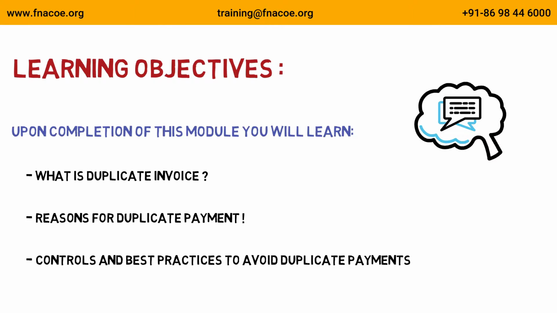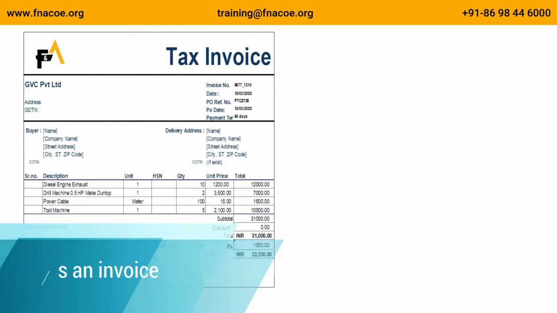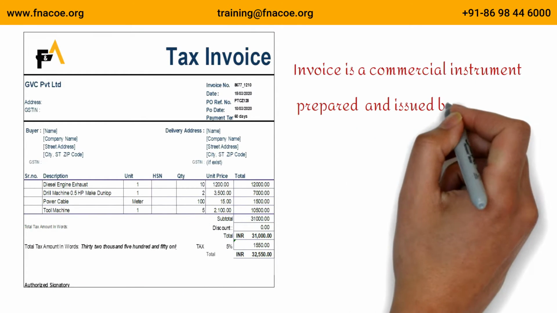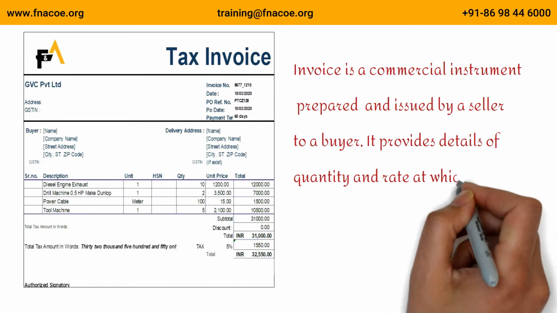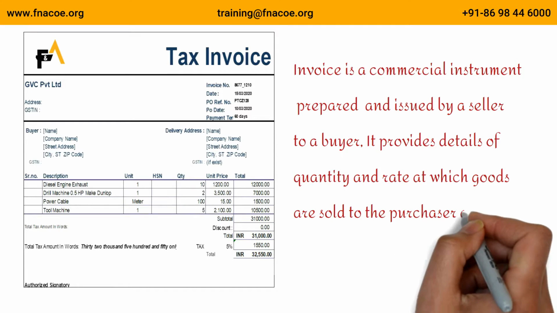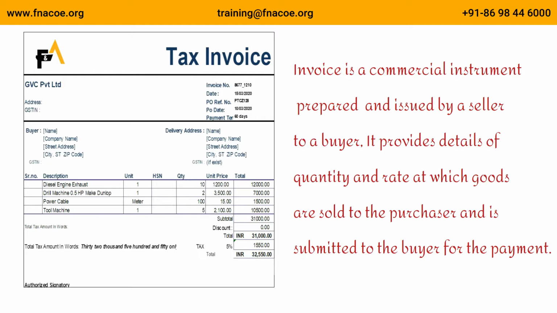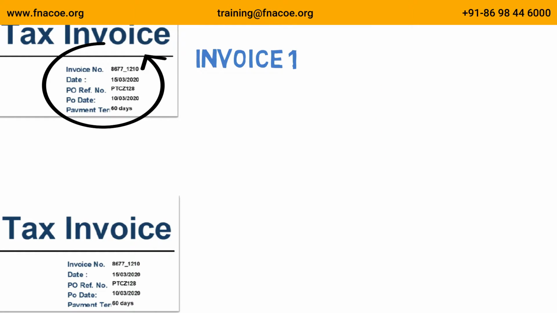Welcome again. In this module, we'll briefly discuss what a duplicate invoice is, the reasons for duplicate payments, and the best practices to avoid duplicate payment. Before we get into details, let's first understand what an invoice is. An invoice is a commercial instrument prepared and issued by a seller to a buyer. It provides details of quantity and rate at which goods are sold to the purchaser and is submitted to the buyer for payment. Let's understand in what scenario two invoices are similar to each other.